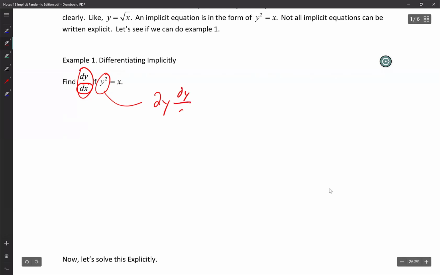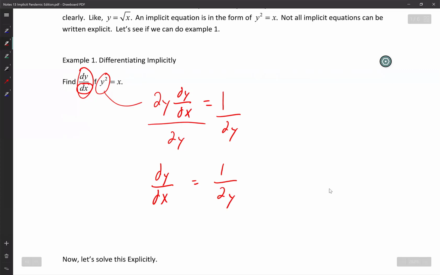dy dx equals, and then the derivative of x is just 1. And that's it. Now, you're going to get dy dx by itself. How do you do that? Divide by 2y, divide by 2y. So dy dx equals 1 over 2y. And you're done. That's the answer, guys.